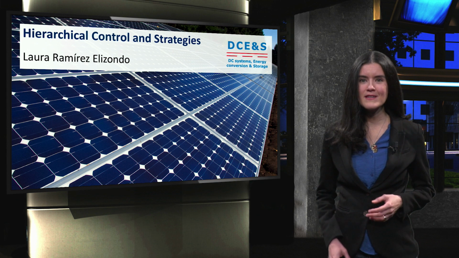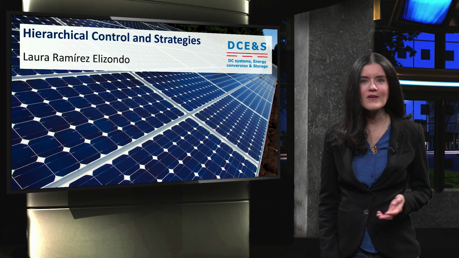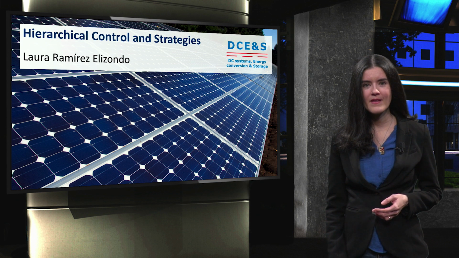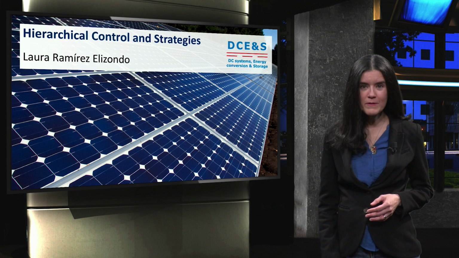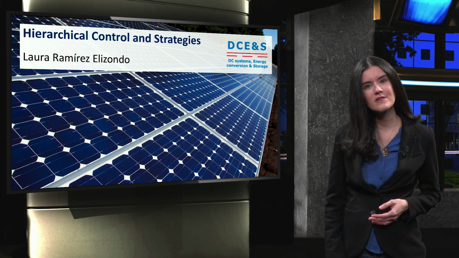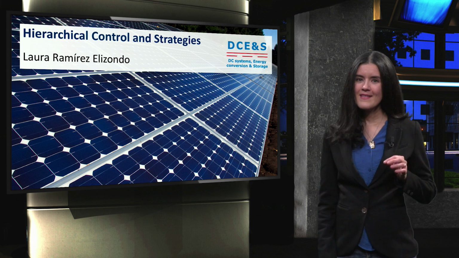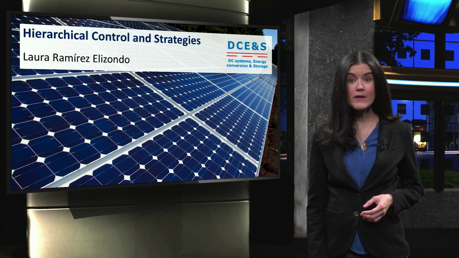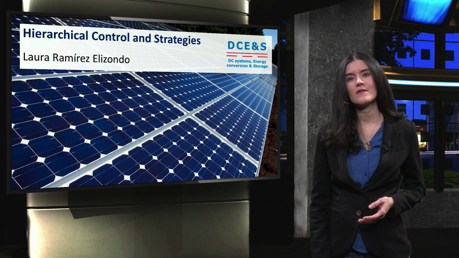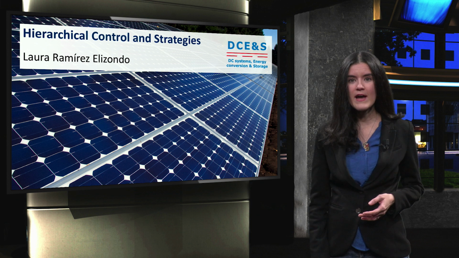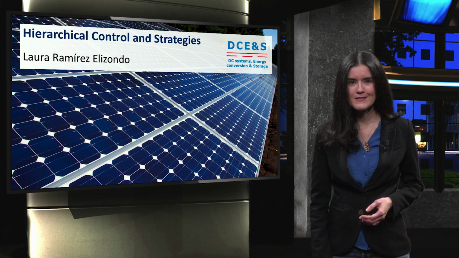Controlling microgrids is essential because it allows us to keep the system stable. Control makes it possible to optimize power generation and consumption considering external factors, such as market prices. In this video, we will talk about hierarchical control, and we will see some different control strategies that can be used in microgrids.